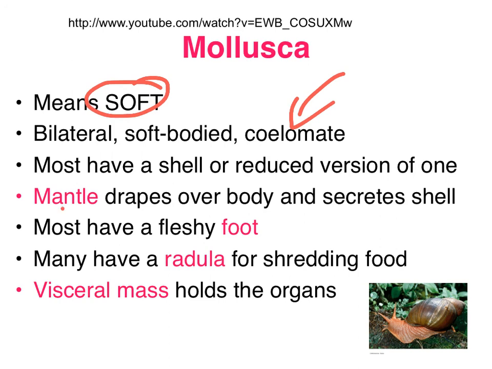They have a specialized structure called the mantle, which covers the body and helps secrete the chemicals which make the shell. They have an adapted foot, depending on the type of species. They have a radula, which is a tongue that's lined with a sandpaper-like structure, which allows them to shred up food. And then the visceral mass, which is basically the body of the mollusk that contains the organs.